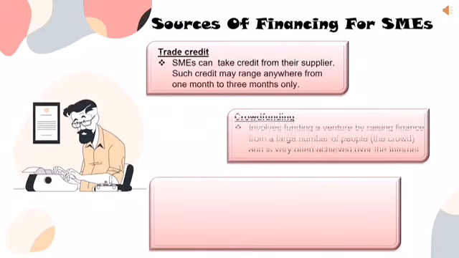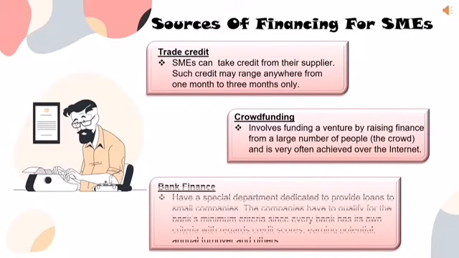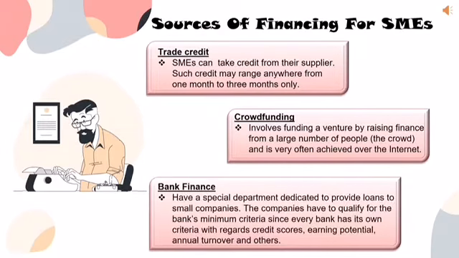Next, we will move on to sources of financing for SMEs. The first one is trade credit. SMEs can take credit from their supplier. Such credit may range anywhere from 1 month to 3 months only. Second is crowdfunding. Crowdfunding involves funding a venture by raising finance from a large number of people, the crowd, and is very often achieved over the internet.